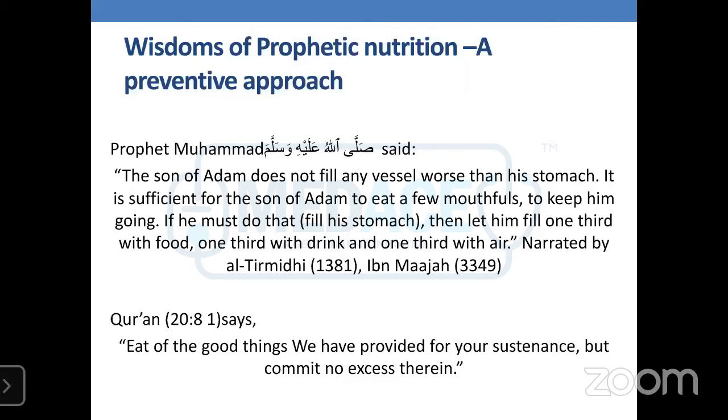So what do these teachings lead to? These teachings guide us to the concept of eating in moderation, right? The concept of portion control is emphasized in this Quranic verse and in the Hadith also, and we are also advised to avoid all haram products. I think this is the rule of thumb, the basic rule for the prevention of several diseases, especially gastrointestinal diseases.